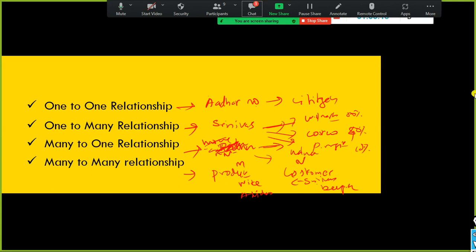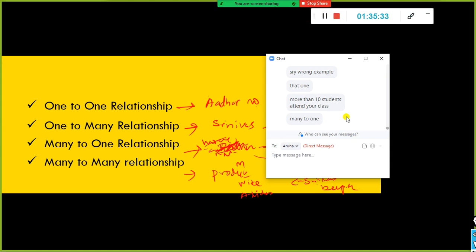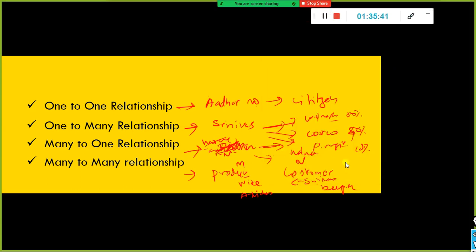So this one, I think most of you are able to understand the many-to-many relationship, right? Product and customer is the classic example. More than 10 students are very good, right? Not more than 10 students, right? Good observation. More than 10 students attend your class. That is a many-to-one relationship. Okay, right? So next one is, yeah, many-to-many relationship.